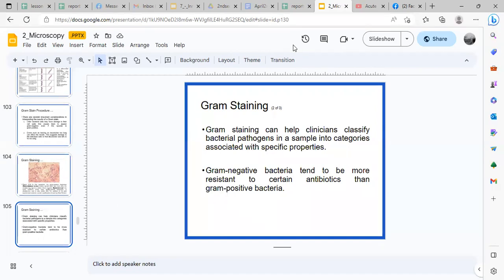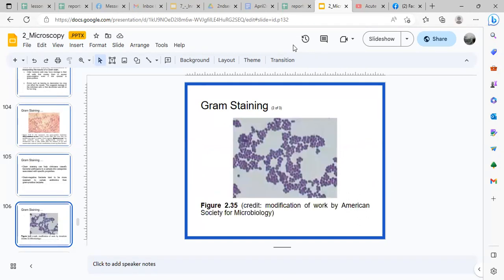Okay, so this is very helpful. It helps the clinician classify bacterial pathogens and associated specific properties. So in our categories of bacteria, I will discuss this in the lecture because it's important to our discussion. Your gram-negative bacteria, because of their structure, tend to be more resistant to antibiotics than gram-positive bacteria.